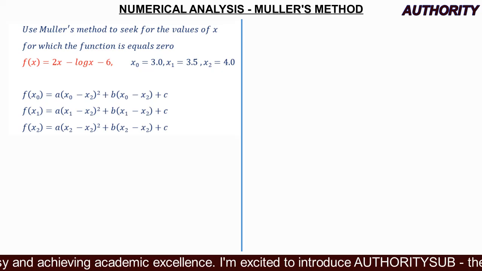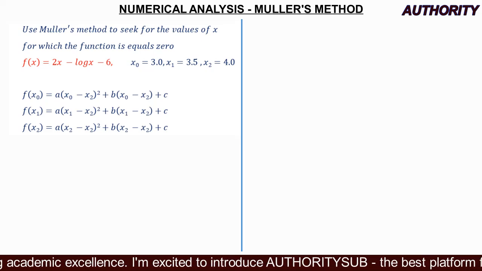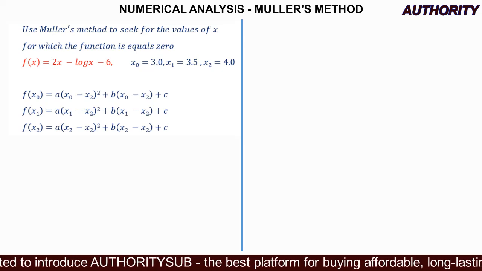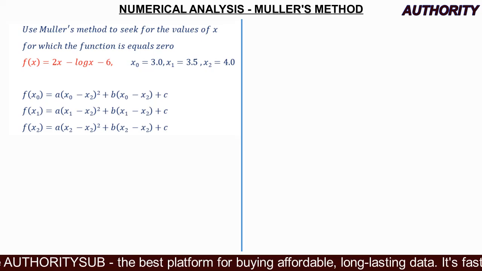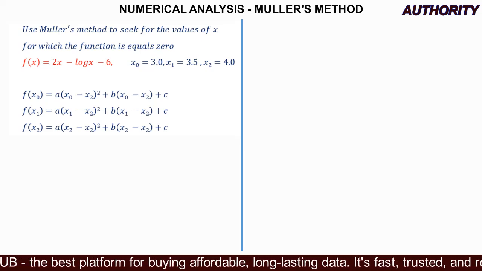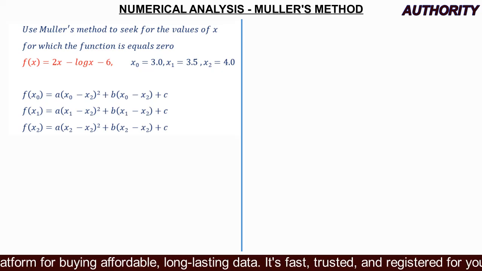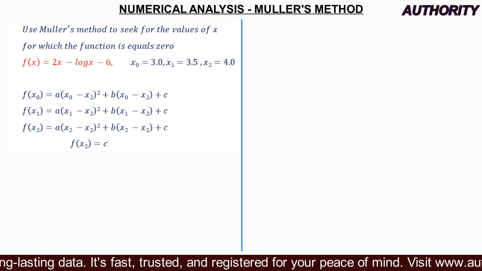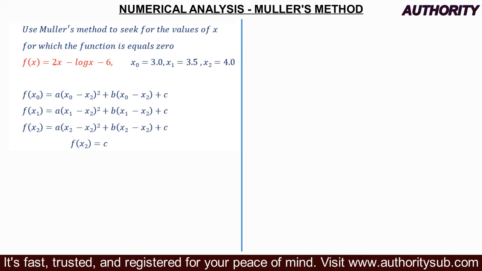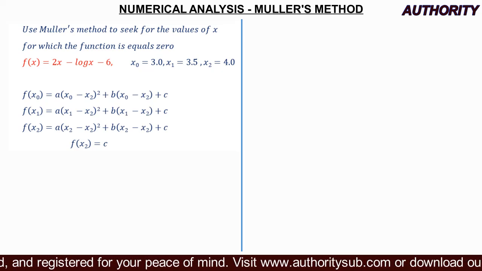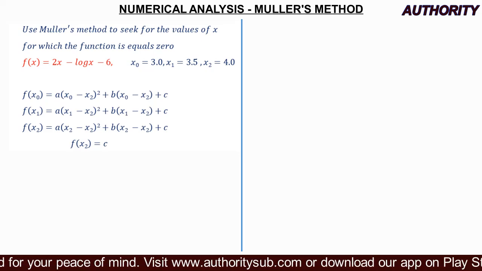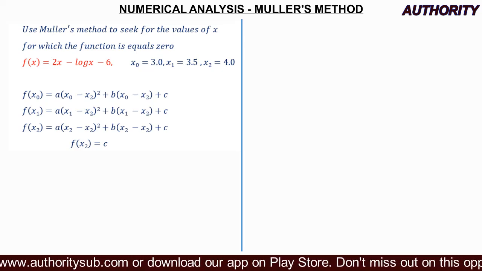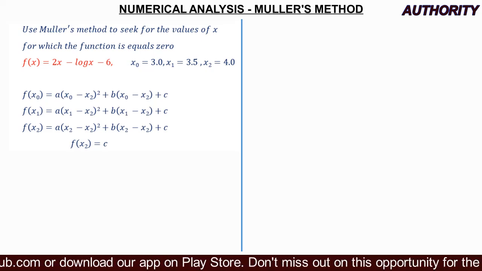Now look at this last one. When you say x2 minus x2 it only gives you 0, 0 squared is 0, multiplied by a is 0. Then on the other side, x2 minus x2 is 0, multiplied by b is 0. So under this last one, we can see clearly that f of x2 is equal to c. So in this place where we have c, you can replace it with f of x2.